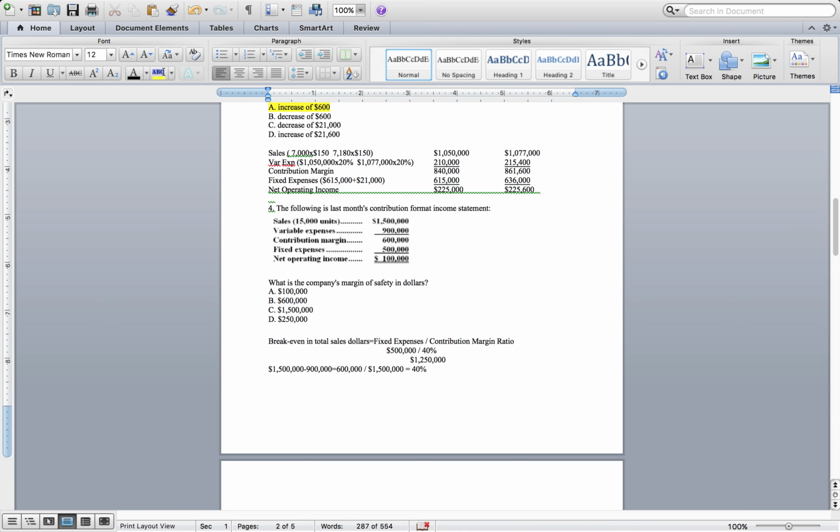The last part is we have to calculate our margin of safety in sales dollars. Start with the sales. Take the 1,500,000 minus the break-even sales, which we just calculated, the 1,250,000. When we do this, we have calculated 250,000, which is answer D.